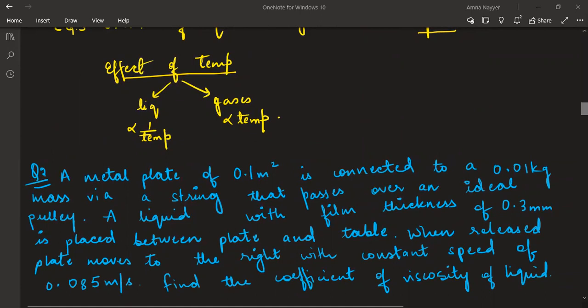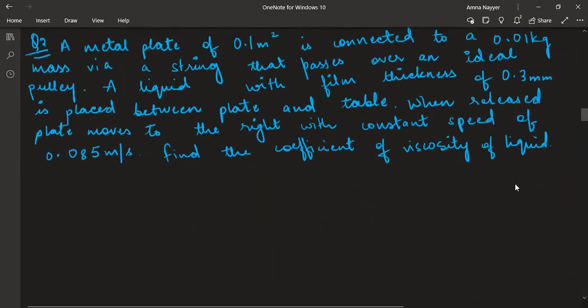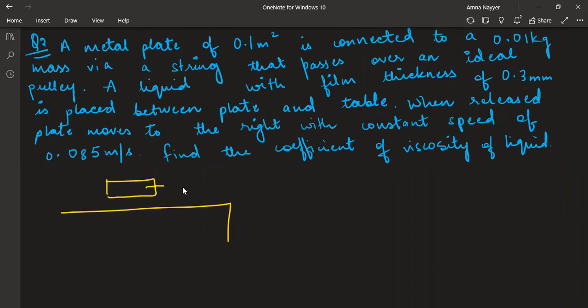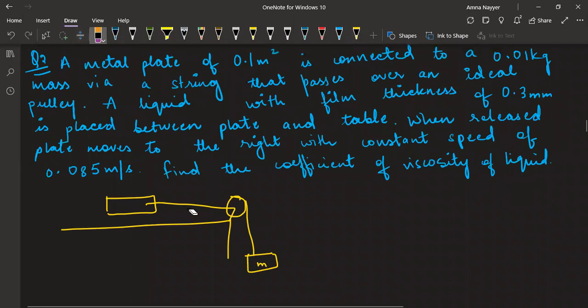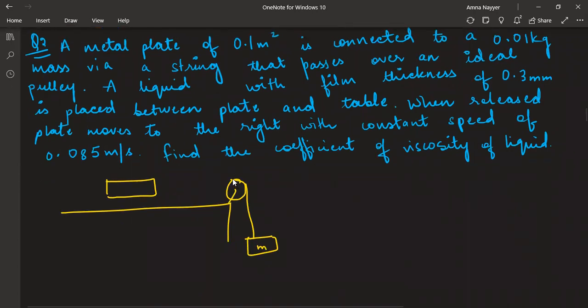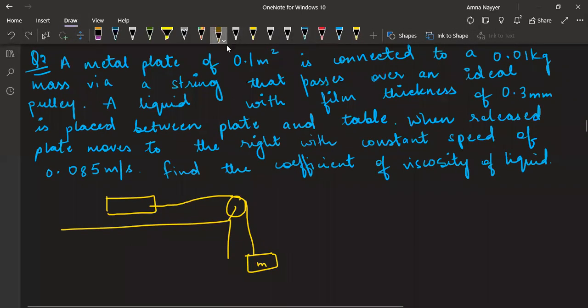Look, this question says a metal plate of 0.1 meter square is connected to 0.01 kg mass via a string that passes over an ideal pulley. It means this is the tabletop. You have the block like this. Here is the pulley. Here is a mass connected, and in between, a viscous material is added.